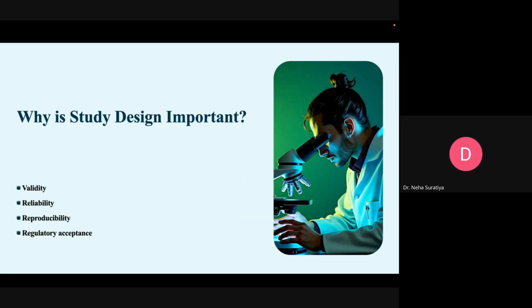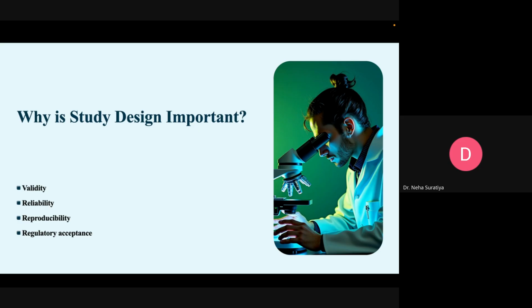Now let me tell you why study design is so important to us, why we are studying this. Many students underestimate the importance of study design. You need to understand that even the most expensive study can fail if the design is poor. If you don't know what to compare, how long the study should go, or who your population is, the study can fail. So let's discuss the reasons.